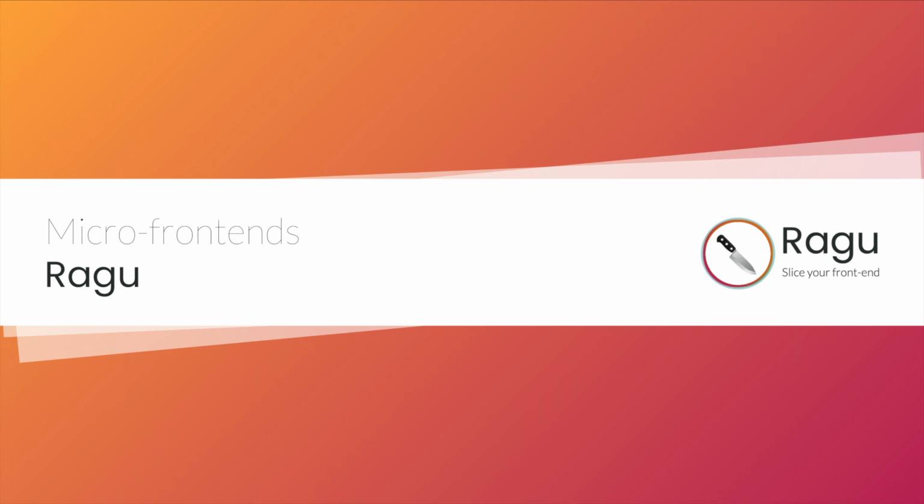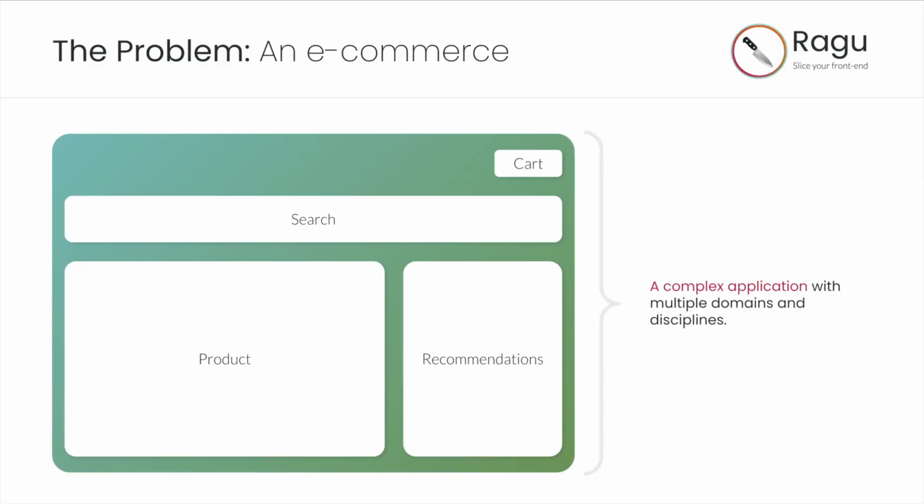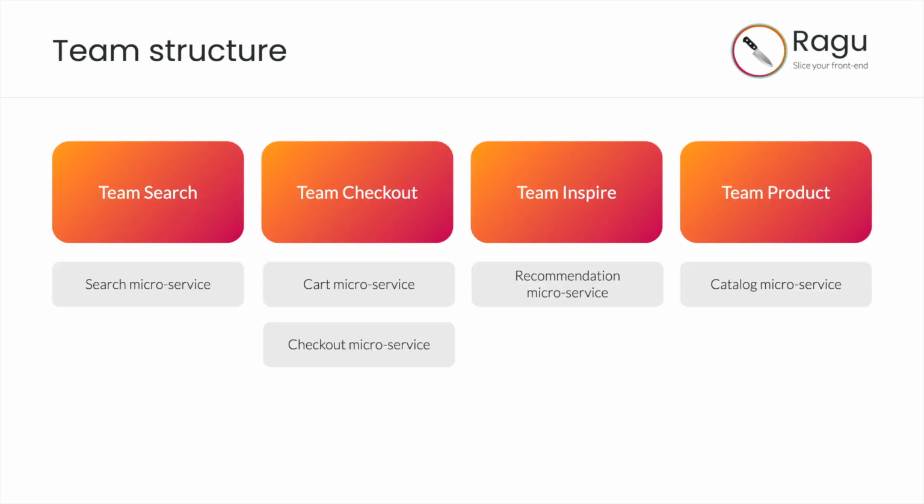Micro-frontends by Ragu. To have a practical understanding of what a micro-frontend architecture looks like, let's use an e-commerce as an example. An e-commerce is a complex application with multiple domains and disciplines. We have a payment, a search, a recommendation system, and also a product catalog. It's hard to imagine only one team handling all its complexity over time. We may need to split this complex kind of application into small domains, where each team could ship value independently.